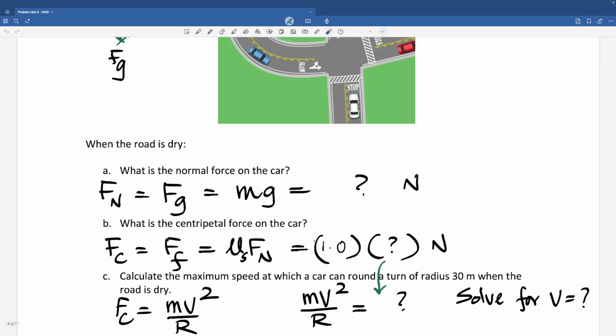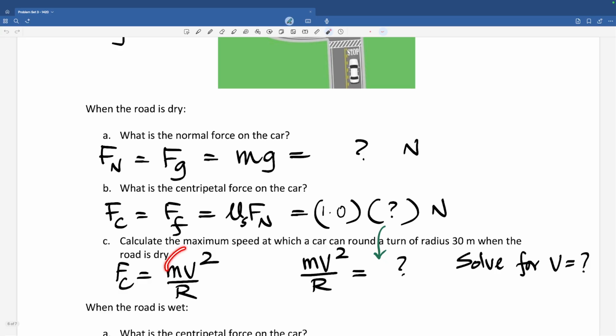Part C. Calculate the maximum speed at which a car can turn around a radius of 30 meters when the road is dry. So now what we got to do is, to find the maximum speed, you have to use the formula for centripetal force, which is here. Mass times velocity squared by radius. That is the formula for centripetal force. Remember that from part B, we already got the number. Once you multiply it with this, you got an answer. So you put that number here. See, that's what I'm showing. Look at that. Put that number here and solve for velocity.